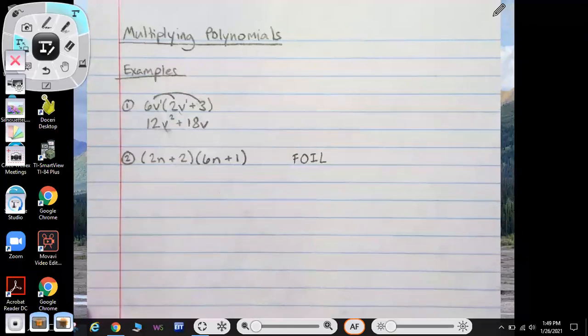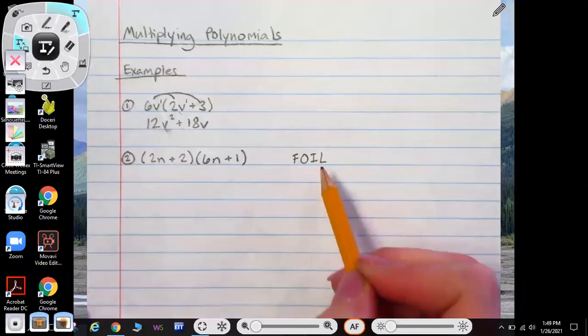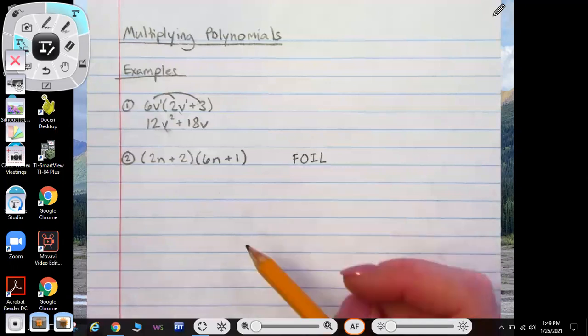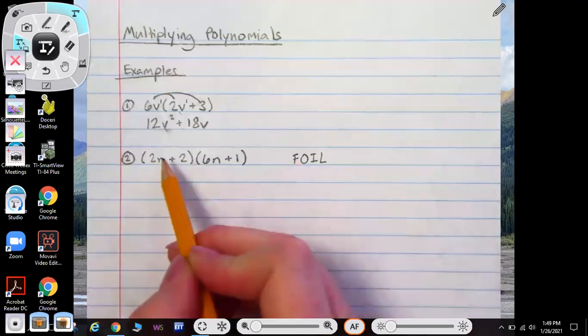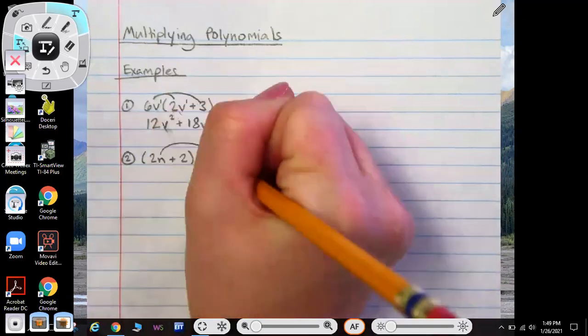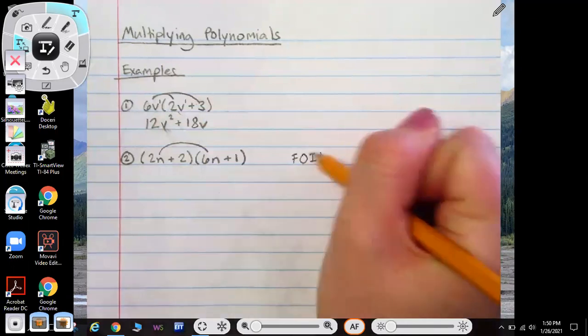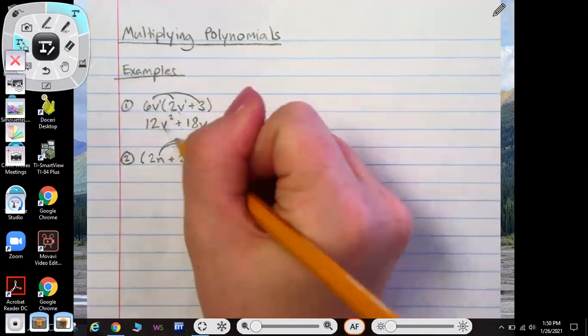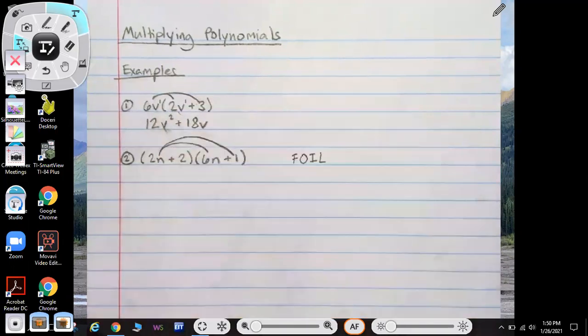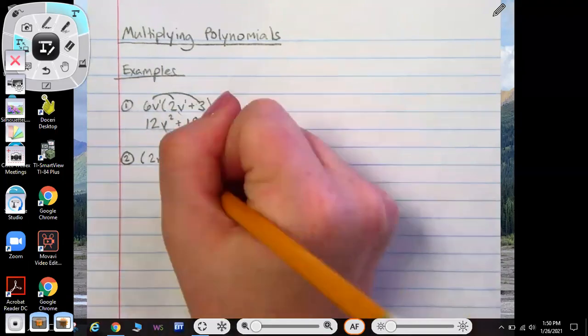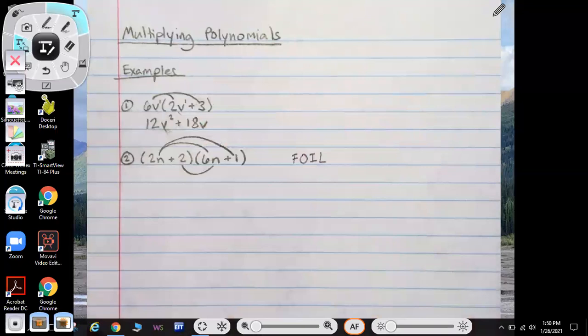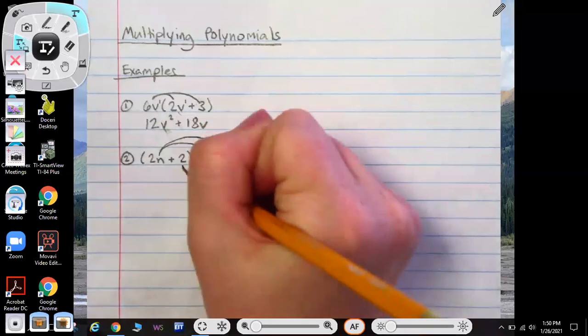FOIL is just an acronym to help you know which terms to multiply. The F means the first term in each binomial, so 2n times 6n. Outside is the 2 outside terms, which would be 2n and 1. I is the 2 inside terms, so 2 and 6n. And L is the last term, so 2 and 1.